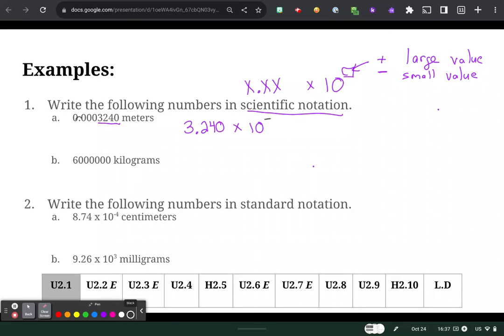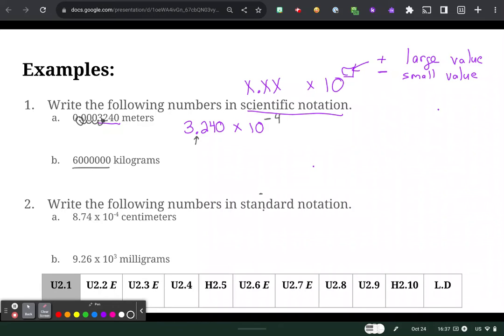So I start with where the decimal point currently is, and I need to see how many places I need to move it to get it between the 3 and the 2, which is where I put it in my base number. So 1, 2, 3, 4. So this is times 10 to the negative 4. Because again, I wanted to figure out what that number is. I look at where the decimal point is currently in my number and then where I want to move it to. And that tells me how many places I have to move it over.